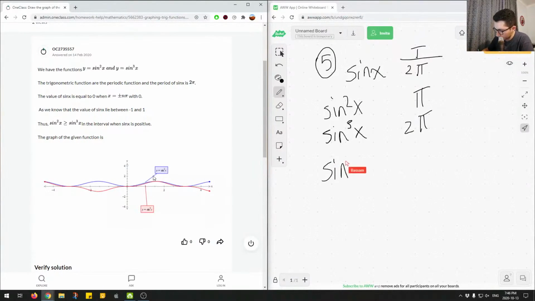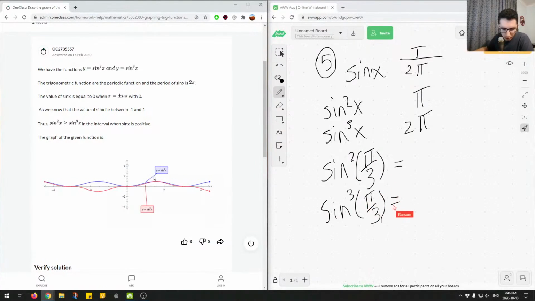So if we take sine squared at pi over 3 and sine cubed at pi over 3: for sine squared pi over 3, if you plug this into your calculator, you get 0.75, and for sine cubed pi over 3, you get 0.64. So this is just plugging in values. You can see that sine squared is greater than sine cubed. And then by using a graphing calculator or some kind of graphing software, we can see visibly what this looks like.